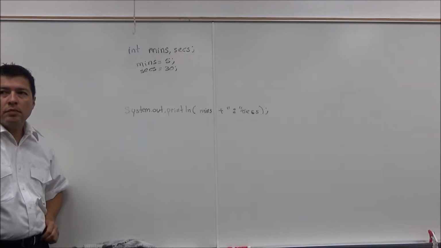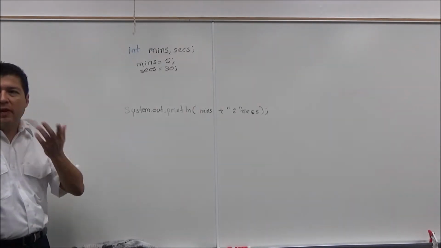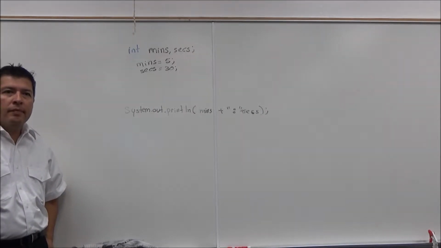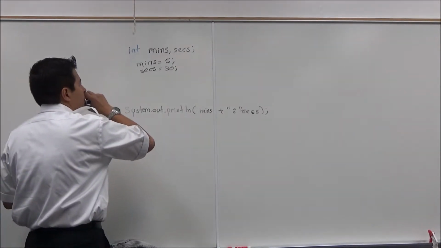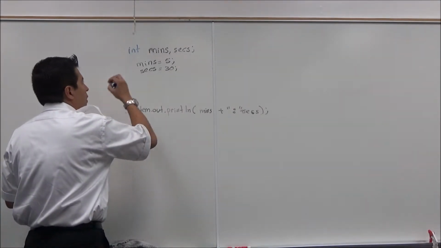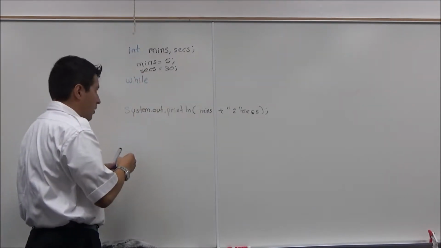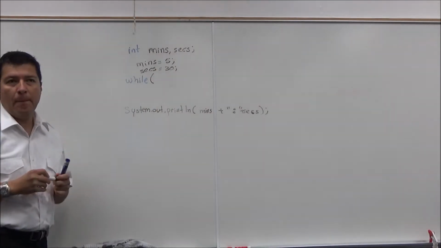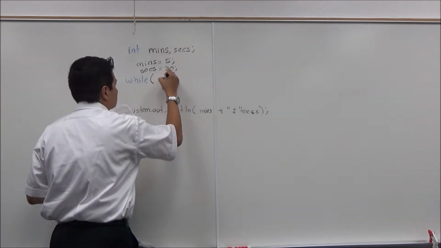Would you write 1 minute equals 60 seconds? I mean, you can write that. That's a constant, or you can just hard code it. That's fine. Would you do a while loop? If seconds are greater than 0, then decrement 1. Okay, so I got a while, and what do I write in this while here? What goes inside? Seconds greater than 0. You want seconds to be greater than 0.